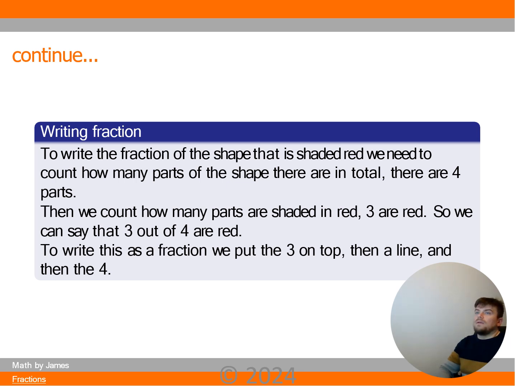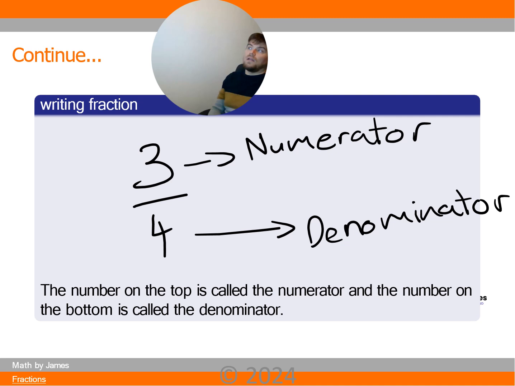So here, writing a fraction of the shape that's shaded red, we count the parts. So there are 4 parts, then we count how many parts are shaded in red. So there are 3, so there are 3 out of 4, and we keep doing that. So here we've got the numerator. In a fraction, our top number is our numerator, our bottom number is our denominator. Really important to know. So our denominator is what it's out of.